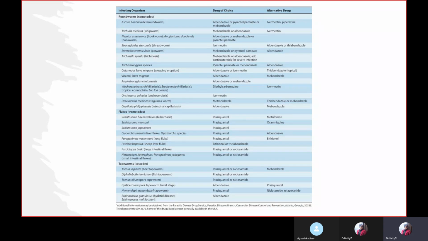So search for the word albendazole or mebendazole. Then if those 2 names are not there, definitely ivermectin will be there. So these are the anti-parasitic drugs.